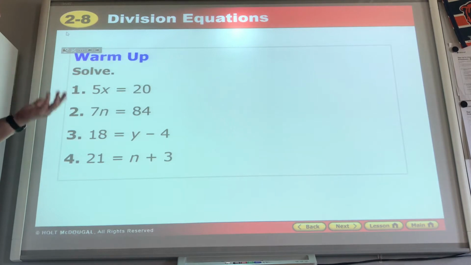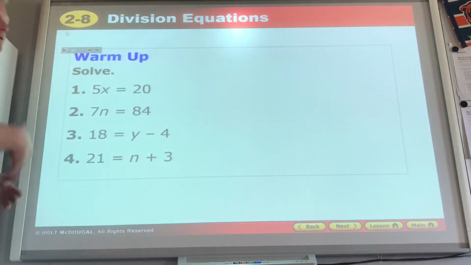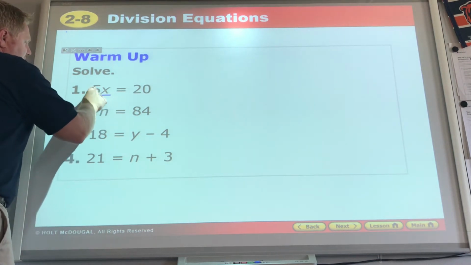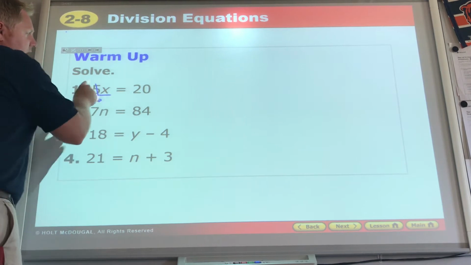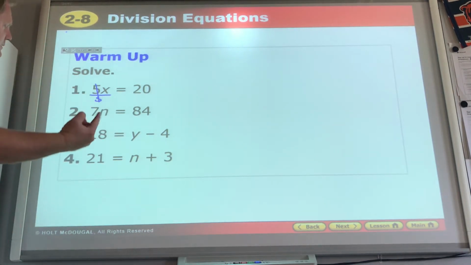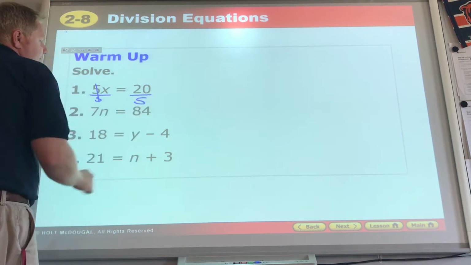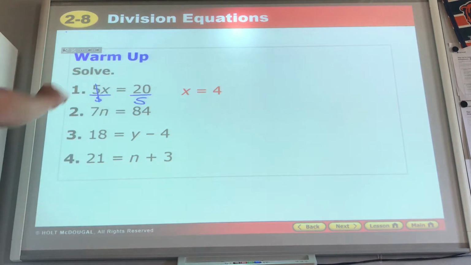Now, we are going to solve by doing what we've done the last 2 days. We do inverse operation. 5 times x equals 20. So the inverse or opposite of multiplication is division. Divide by 5. 5 divided by 5 is 1. That gives us just x. If we do it on one side, we must do it on the other side. Divide by 5. X equals 4. 20 divided by 5 is 4.